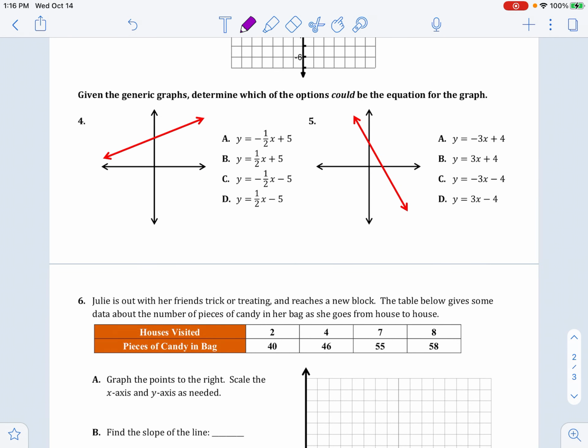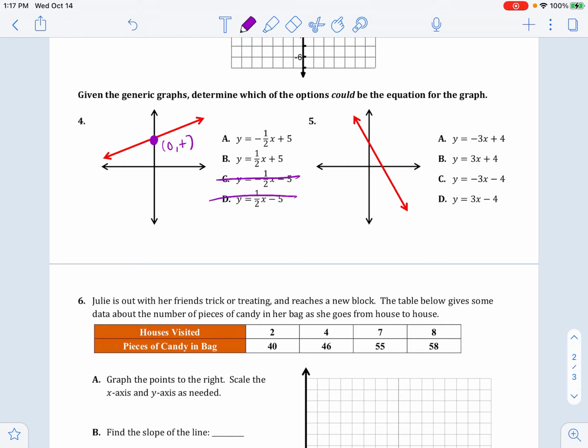Okay, next one. This is multiple choice. Given the generic graphs, determine which of these options could be the equation for the graph. Go ahead, pause the video, try this on your own. All right, let's see how you did. If you look at this, this is my y-intercept. This is (0, positive number). So my y-intercept has to be positive.